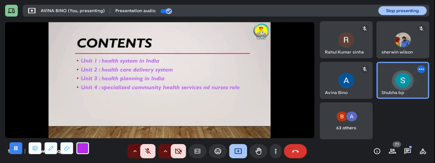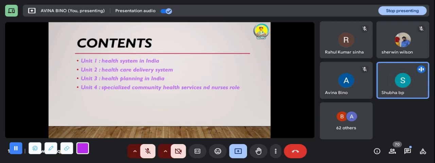Coming to the next one, unit 4. In unit 4, the specialized community health services and nurse's role. After the nurse becomes a community nurse, what are the services she needs to provide to the community? What health care does she need to provide? What services does she need to give to the village people? You are going to study that in unit 4, the nurse's role as a community health nurse.